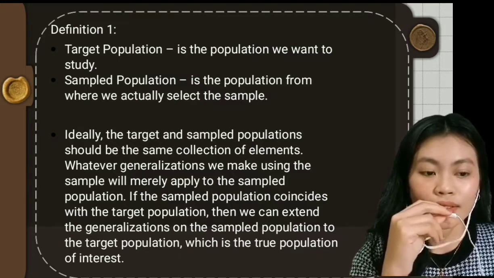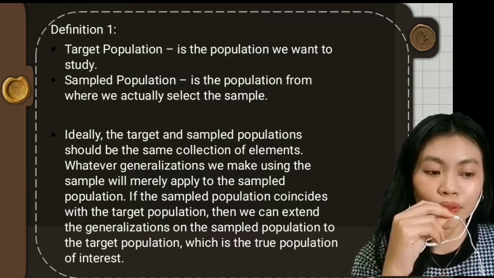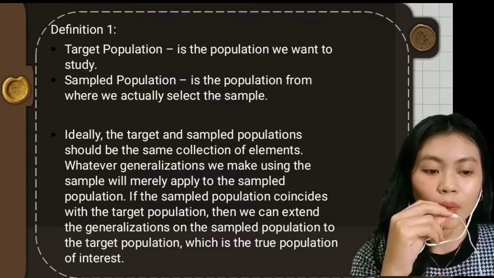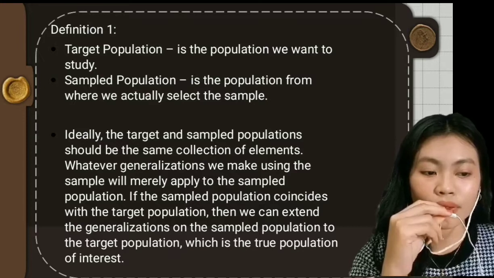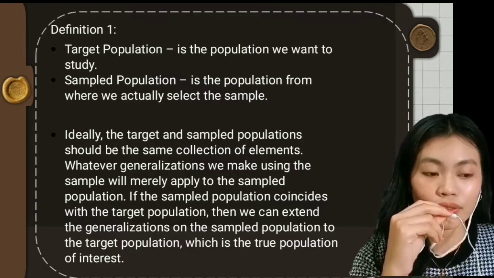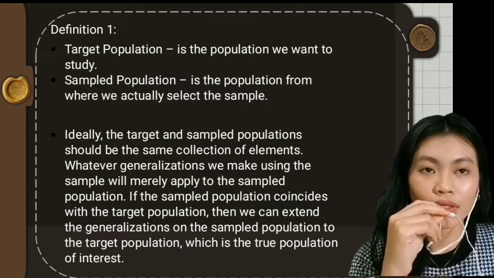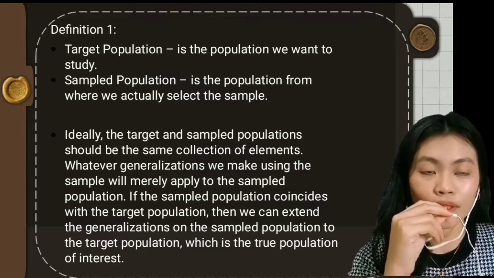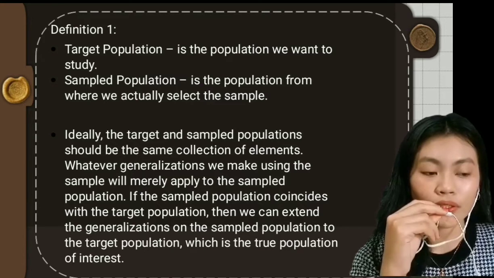Ideally, the target and sample populations should be the same collection of elements. Whatever generalization we make using the sample will merely apply to the sample population. If the sample population coincides with the target population, then we can extend the generalizations on the sample population to the target population, which is the true population of interest.